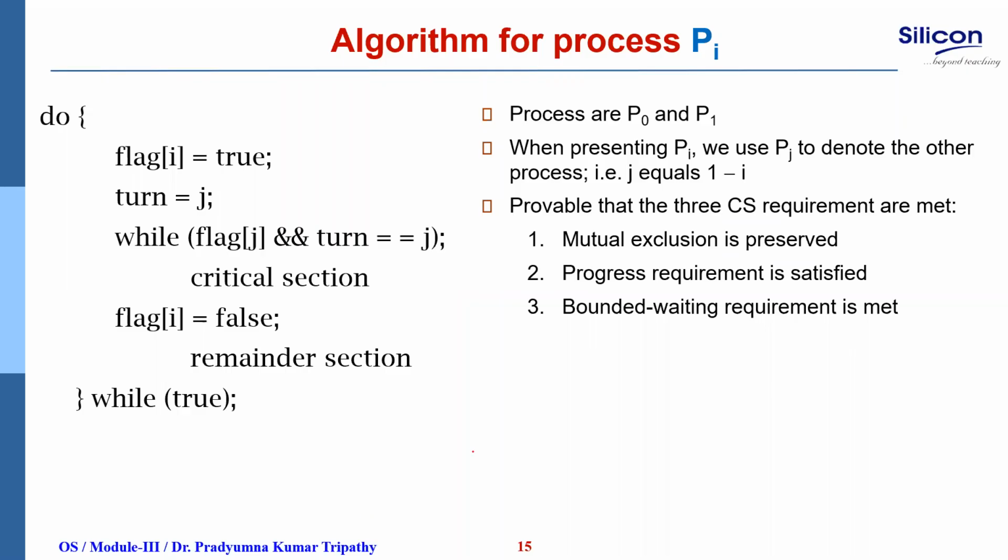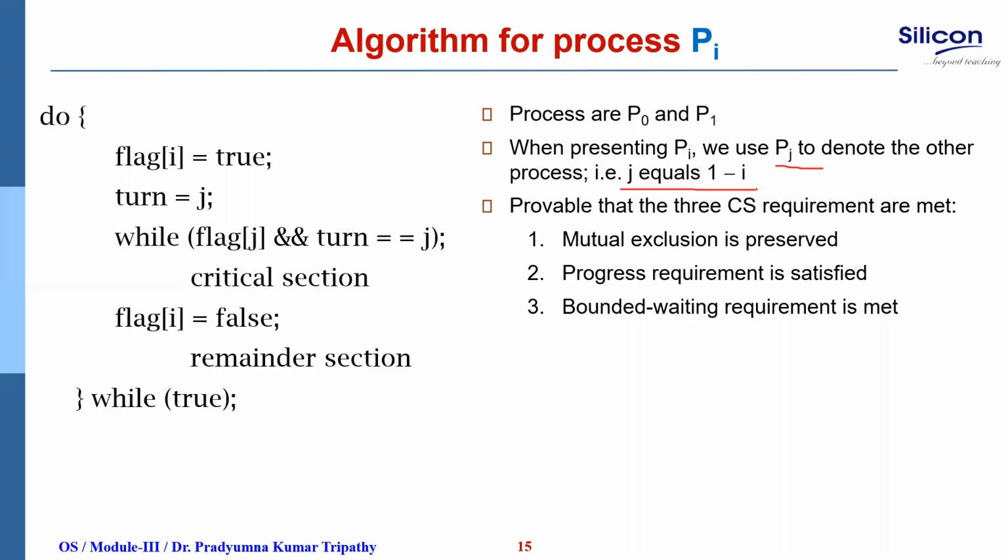Is it understood? When presenting Pi, we use Pj to denote the other process. That means J is equal to 1 minus I. Is it clear? If I is 0, then J is 1 minus 0, which is 1. So two processes are being named I and J. So what is our requirement? Whatever solution we make, that solution should have those three requirements: mutual exclusion, progress, and bounded waiting.